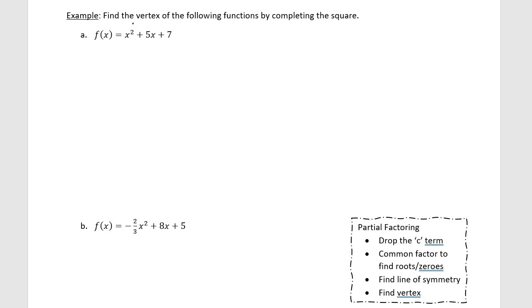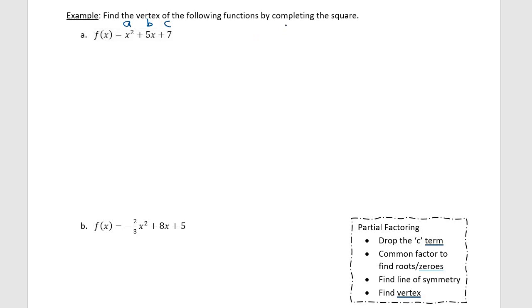So remember, we are starting with ax squared plus bx plus c as our standard format for these. So if a is not equal to 1, we would have to factor that out. But in this case, we don't have to. It's already 1.